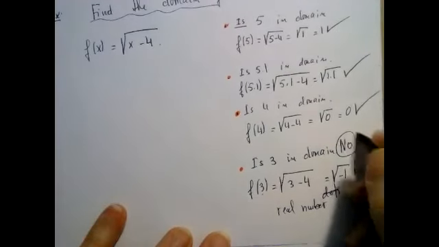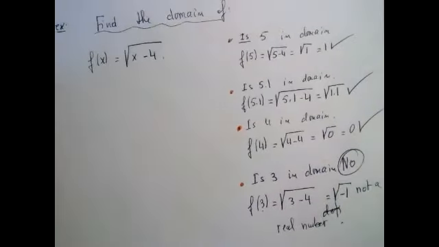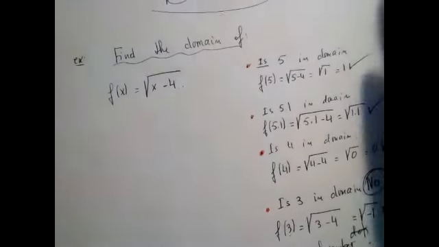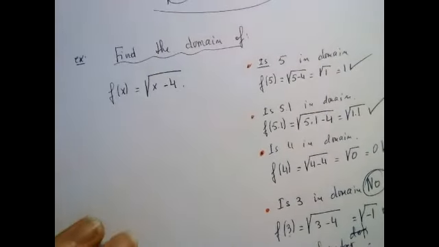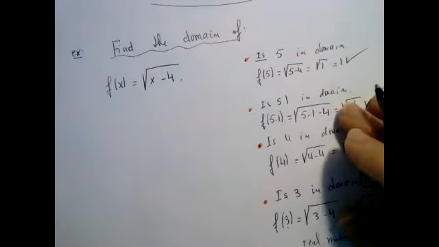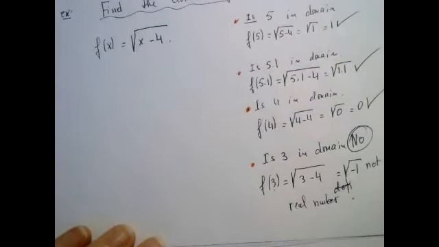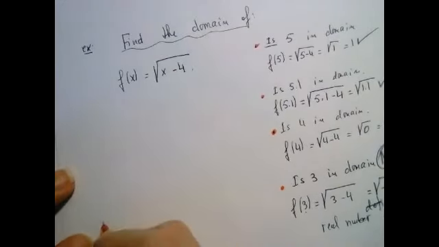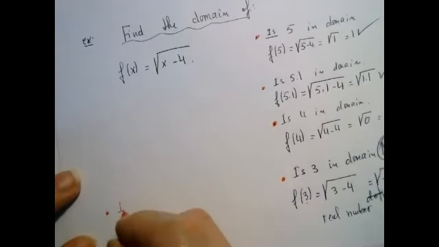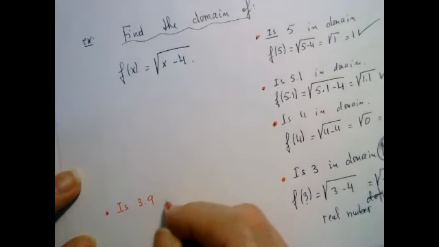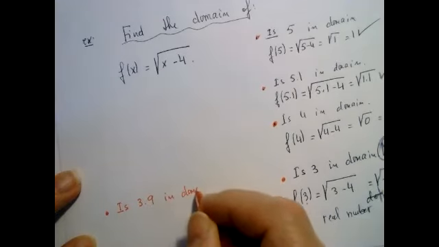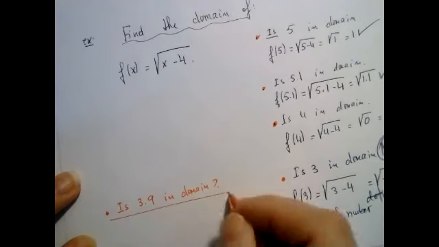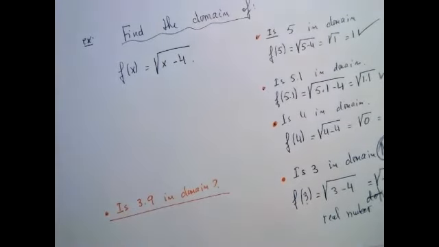So no, absolutely not. Who can give me another one not in the domain? A student says anything lower than 3, so 2, 1, 0, and so on. You're not 100% correct, you're 50%. So I would keep along the same line till we figure it out. Is 3.9 in the domain? I'll give you a minute to figure that out.